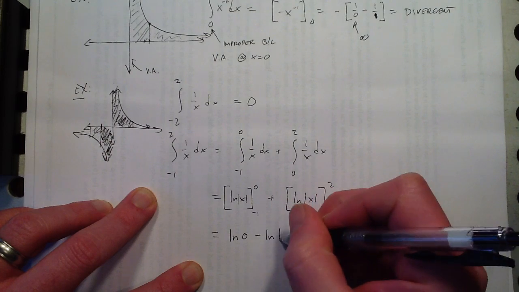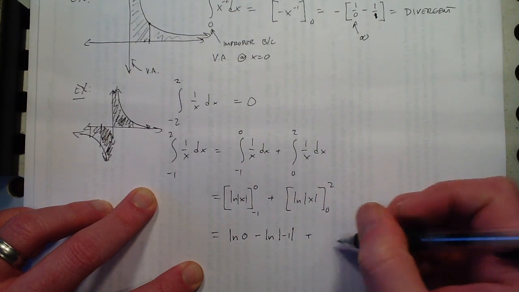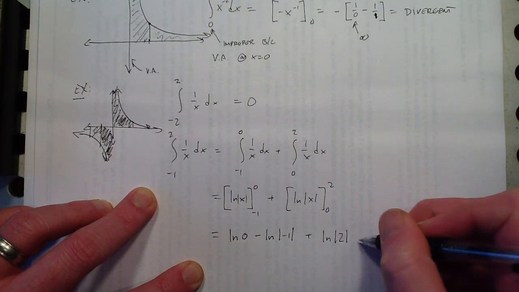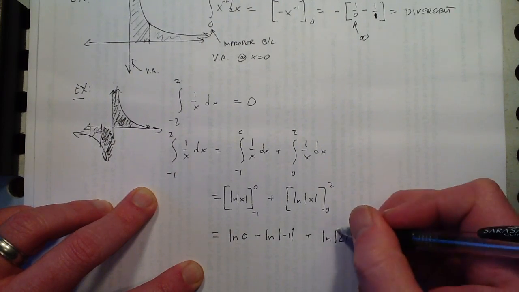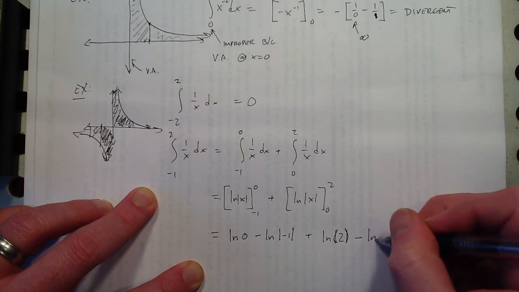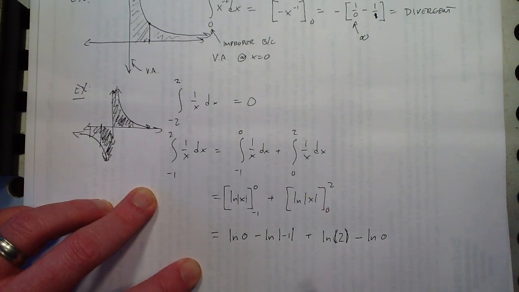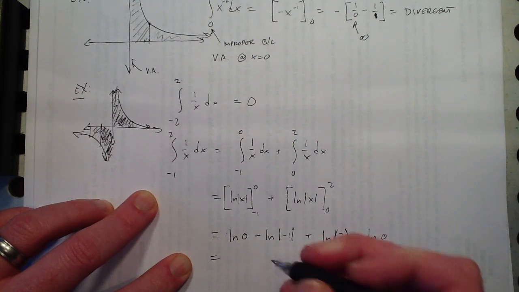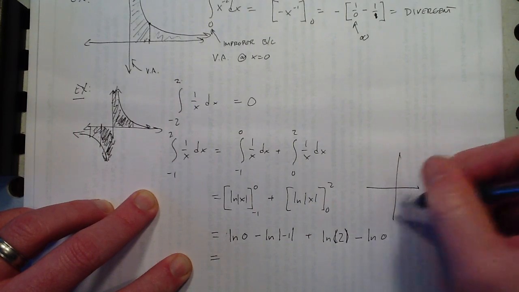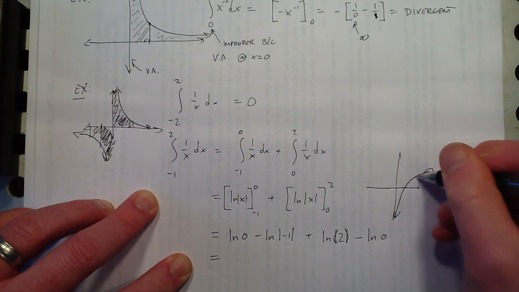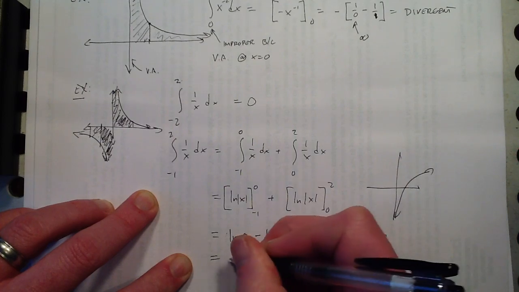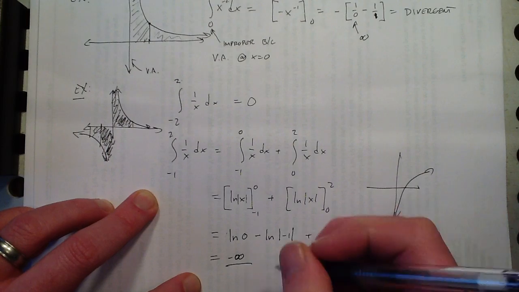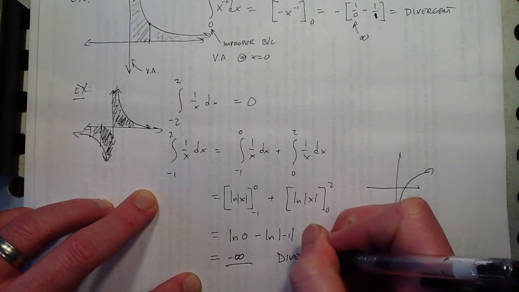minus the natural log of the absolute value of negative 1, plus the natural log of 2. I don't know why I put that in absolute value signs. That's kind of silly. Minus the natural log of 0. Now you have to be careful here because this natural log of 0 here, if you remember what the natural log function looks like, it plunges down to negative infinity. So the best we can do here is say that that's negative infinity, and as soon as we get that, game over. This is divergent.